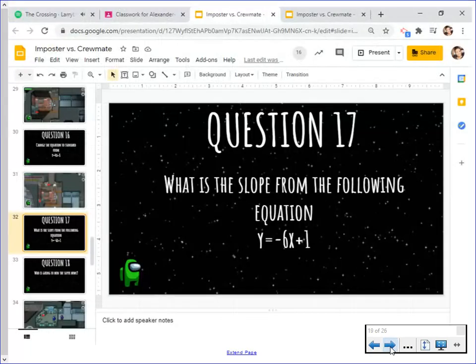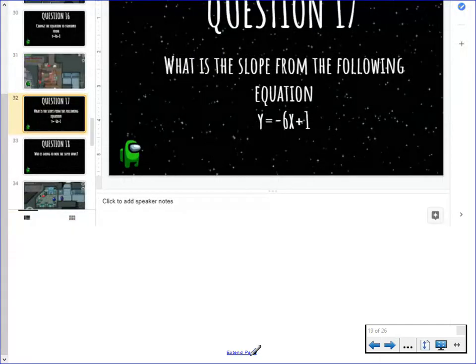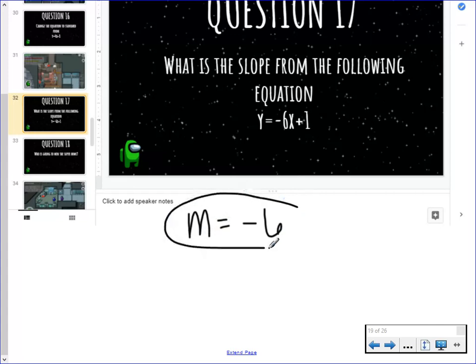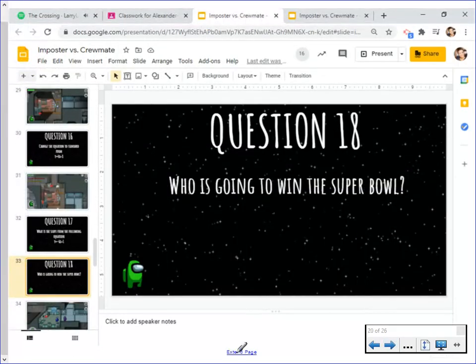Number 17. What is the slope? The slope is negative 6. You could say m equals negative 6 or just negative 6. It's the number right in front of x. So that's 17.